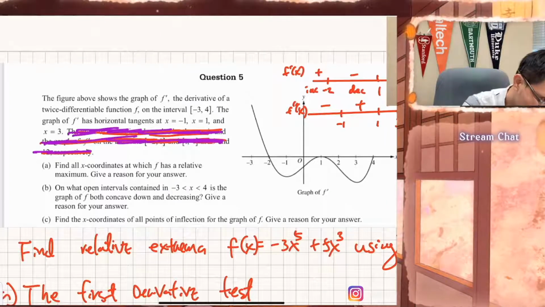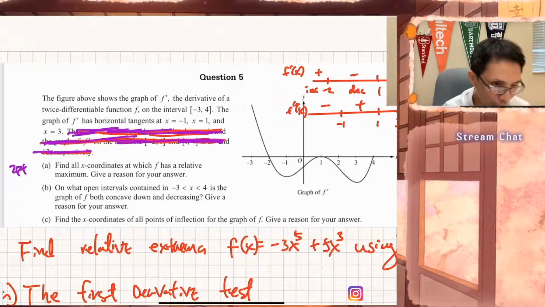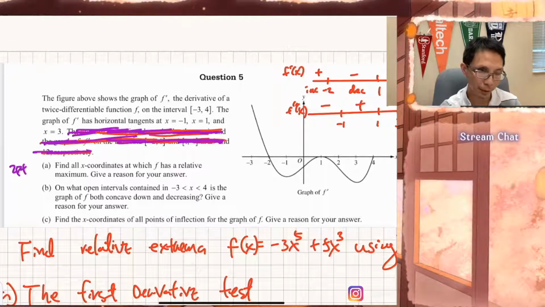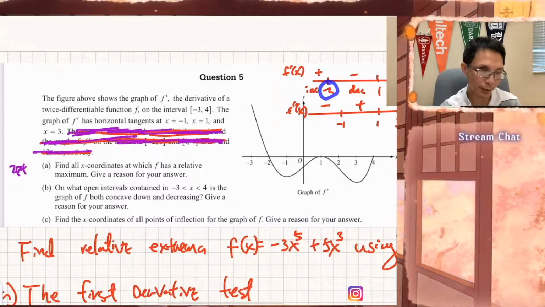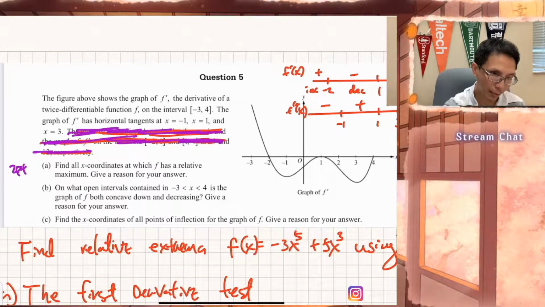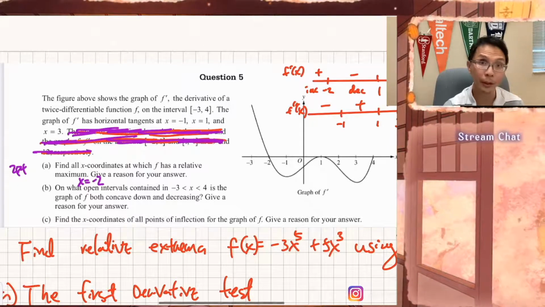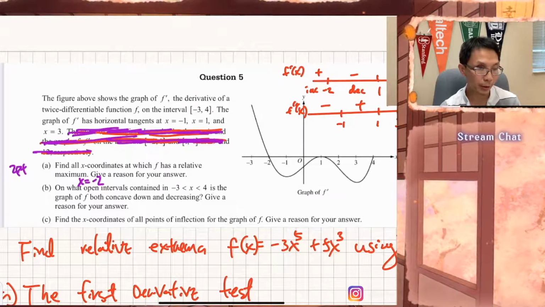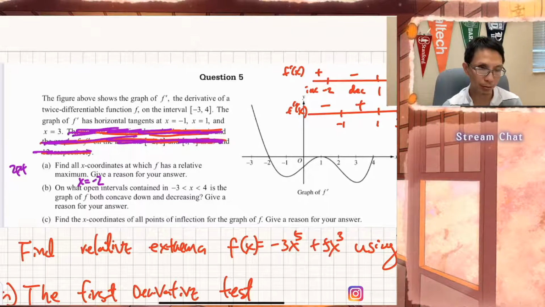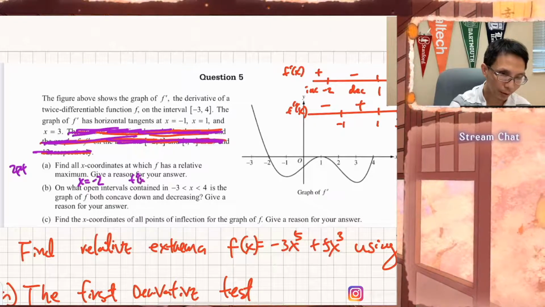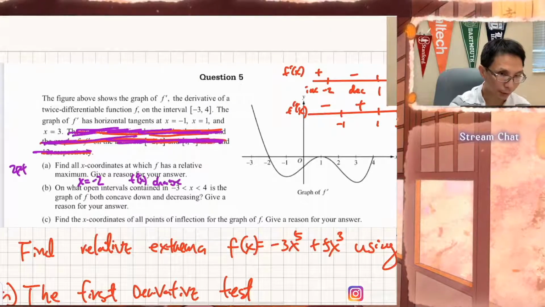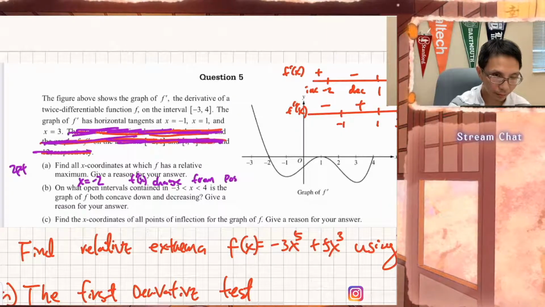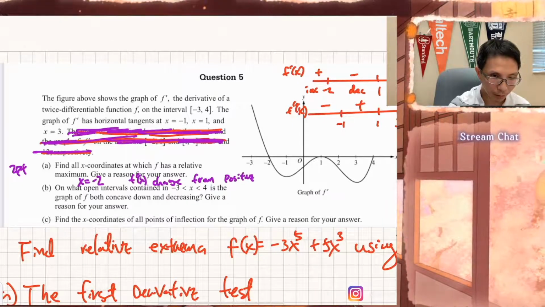So how do I get it? Those two points here: find all x coordinates with a relative maximum. Well, the relative maximum, if I did my number line correctly, happened at x equals -2. All you have to do is write down x equals -2 here, and then you get 1 point. And then they say, give me a reason. That means justification. For justification, you're going to say it's f prime of x changing, not f of x, but f prime of x changing from positive to negative.